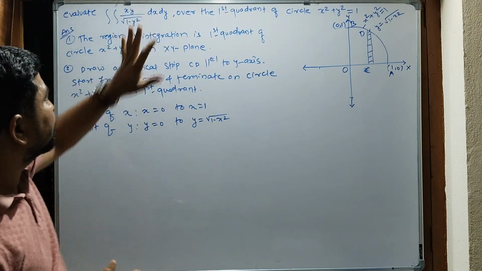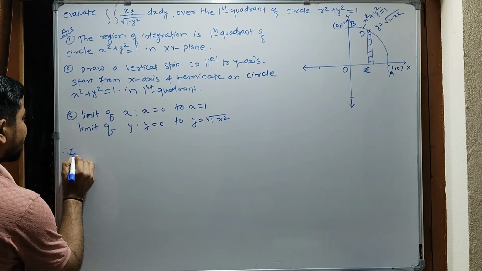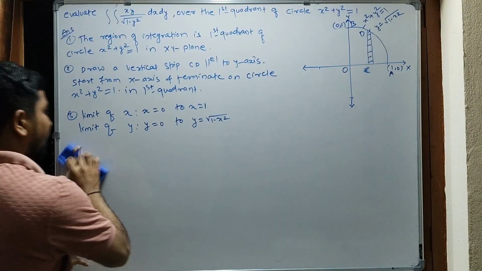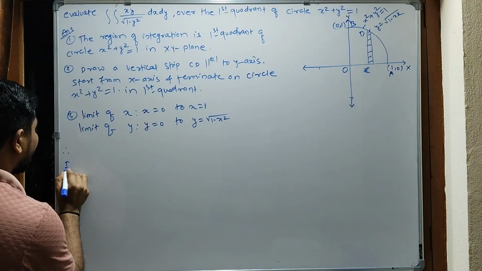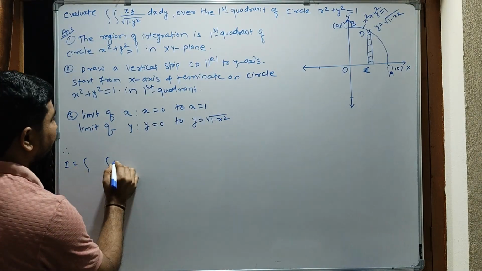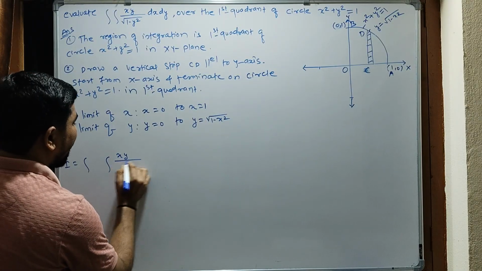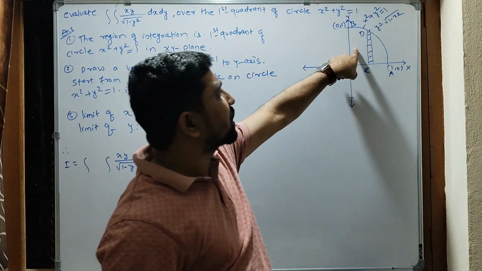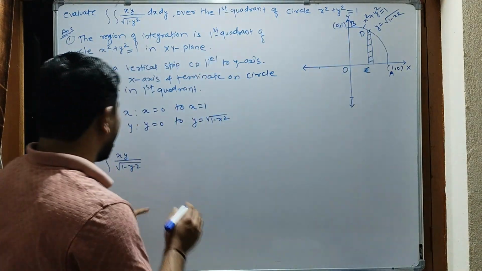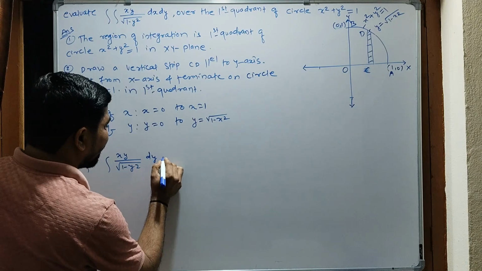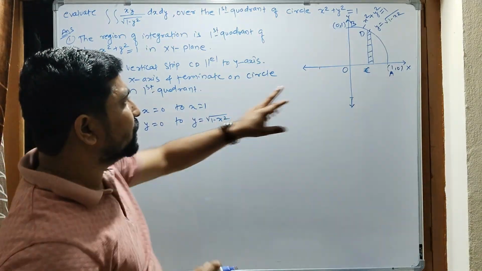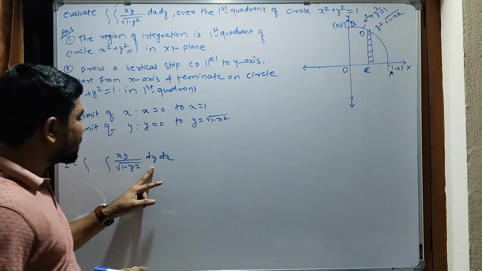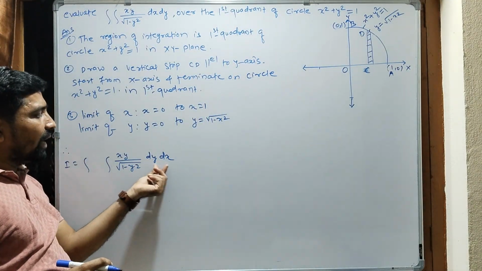Now I want to find this integral. Therefore the integration is equal to the double integration of x y by under root 1 minus y square. So here I am using the vertical strip which is parallel to y axis. So here first I will integrate with respect to dy and then dx. Here I am using the vertical strip method which is parallel to y axis. So here first I will integrate with respect to y and then dx.